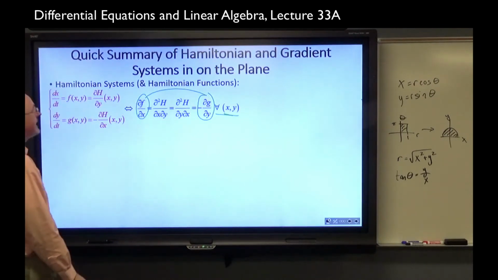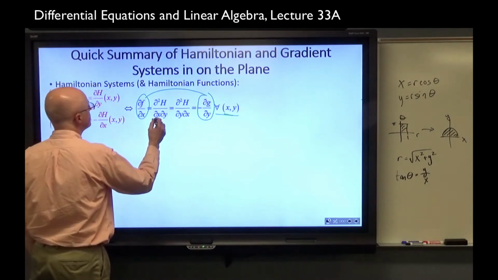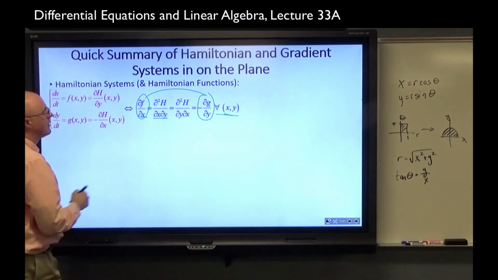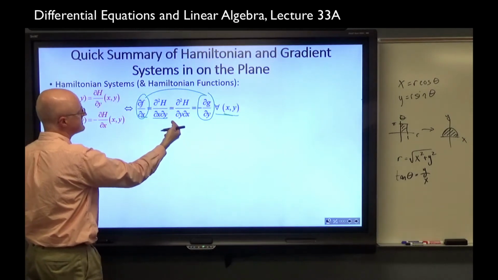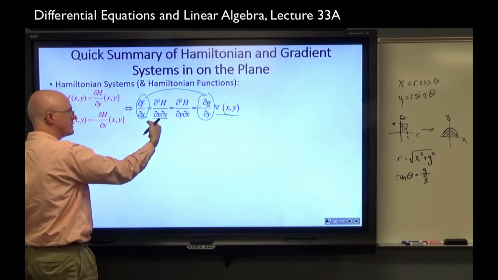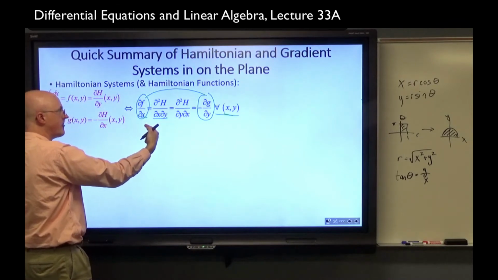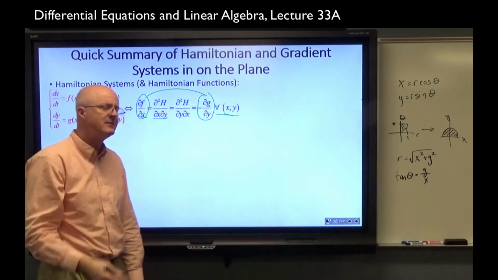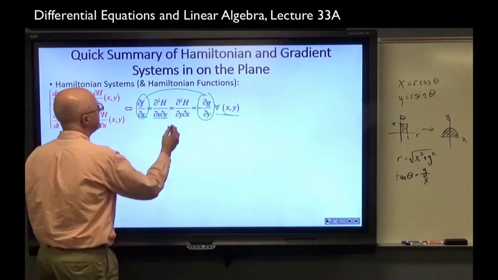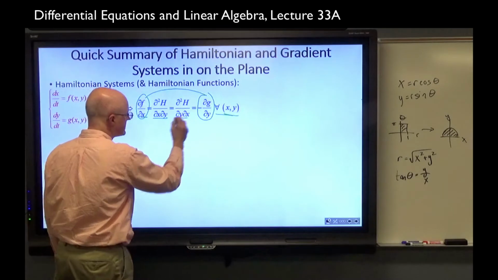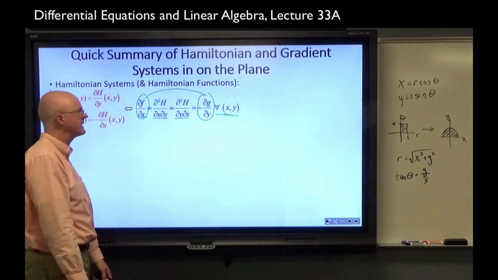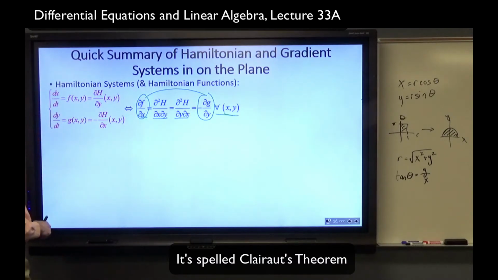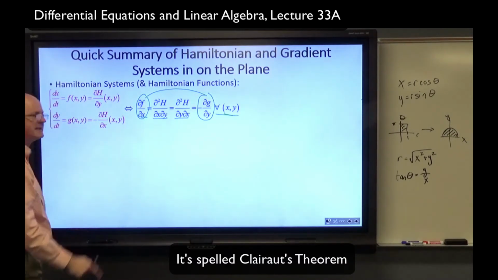Why? Because if there is some Hamiltonian function, the partial of f with respect to x would be this mixed second order partial. Notation-wise, this means differentiate h with respect to y first, then with respect to x; you move from right to left. But when h is a nice enough function, C2, twice continuously differentiable, that second order mixed partial will equal this one. It's called Clairaut's theorem if you want to look it up. And that will equal the opposite of the partial of g with respect to y. These are equivalent conditions over the plane.